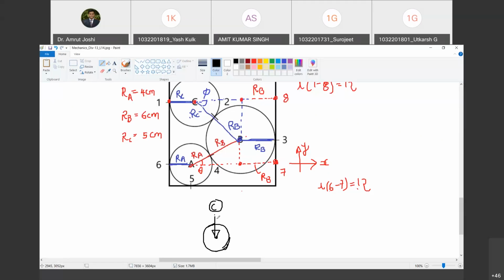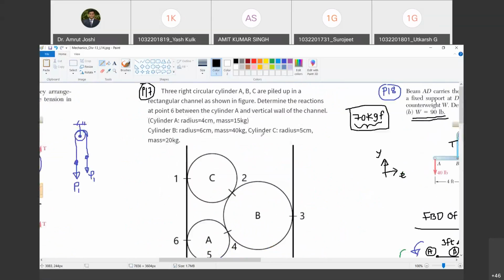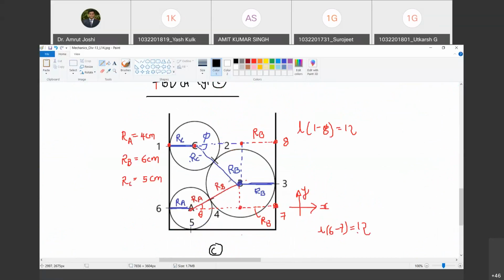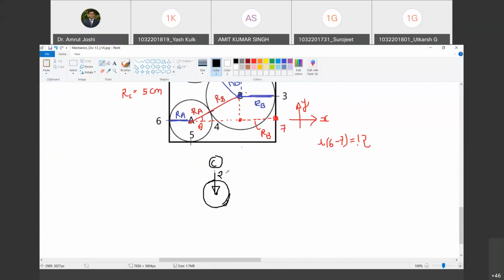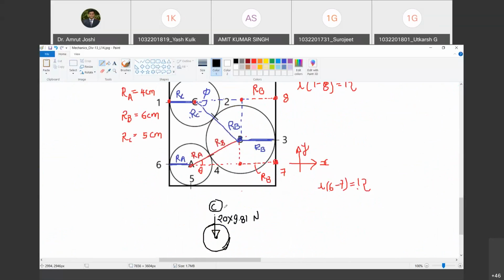And how much is that? That is going to be mass of sphere multiplied by g. And how much is mass of sphere C? Mass of sphere C is given as 20 kg. So isn't it 20 into 9.81? This is in Newton. Let's keep it, sir, if you are, we can ignore the g, right?